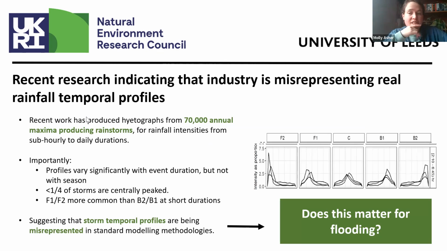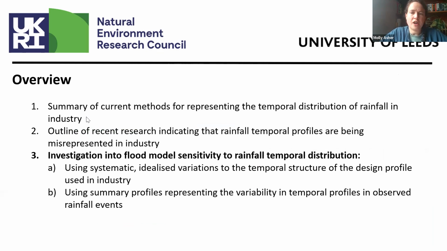However, evidence is still needed in order to establish whether this actually matters for flooding. So if we have multiple rainfall events with the same volume, but distributed over time differently, will we see differences in the resulting flood extent and severity? So that's essentially the question that I'm tackling in this research, which I'm about to present.